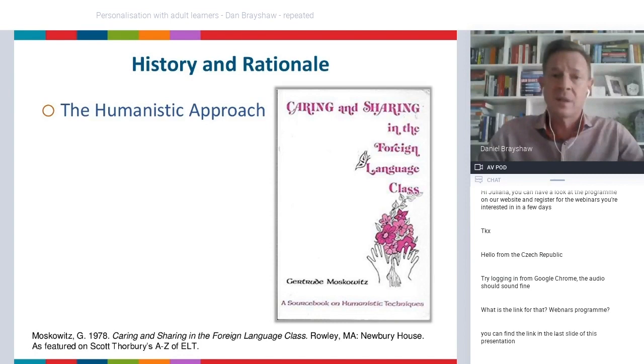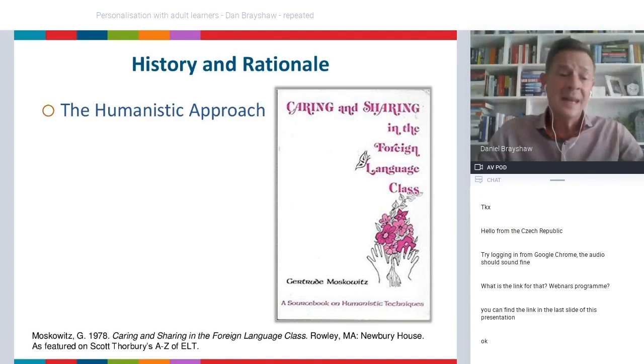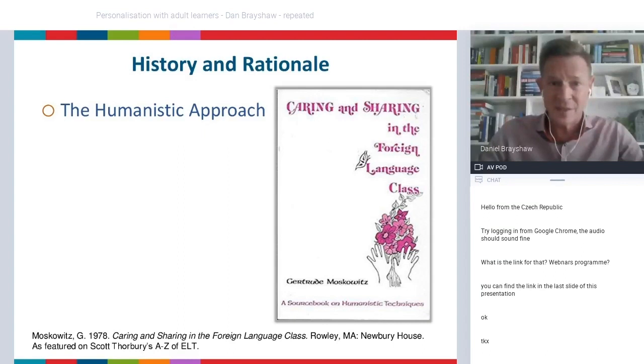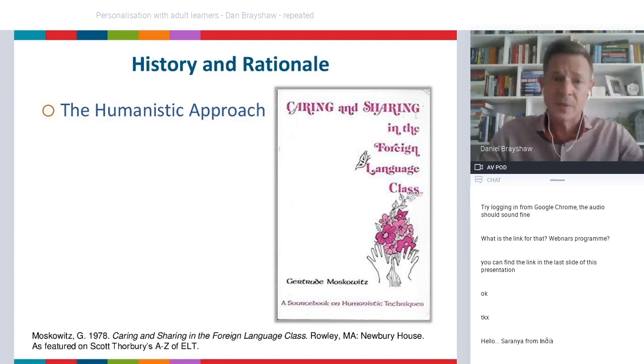Now, this book is 40 years old, and as you can tell from the title and the cover, it is rather touchy-feely in places. However, Moskowitz sets out some key principles, which I think are just as relevant today as they were 40 years ago when they were first proposed. And I just want to look at three of those.